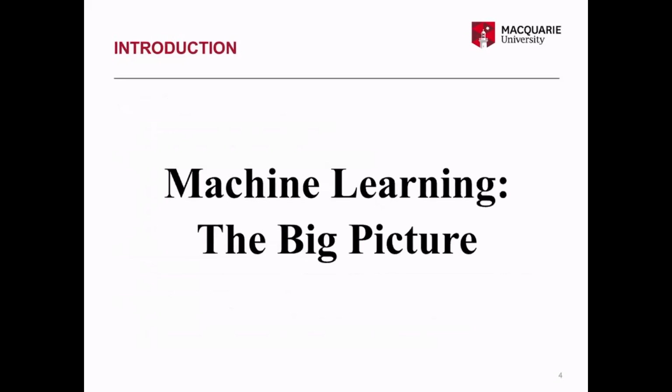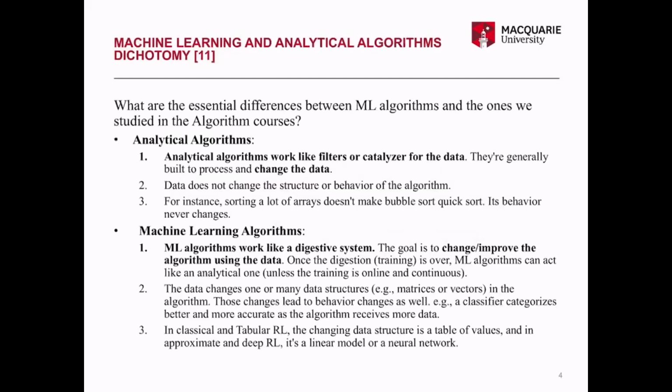So let's talk about the big picture of machine learning. What are the essential differences between machine learning algorithms and the ones that we studied in the algorithm courses? I always had this question: what is really the essential difference between analytical algorithms as we discuss them in our data structure and algorithm courses and machine learning algorithms? And I kind of realized that you can divide them based on the way they behave and the way they change themselves and they influence the data.